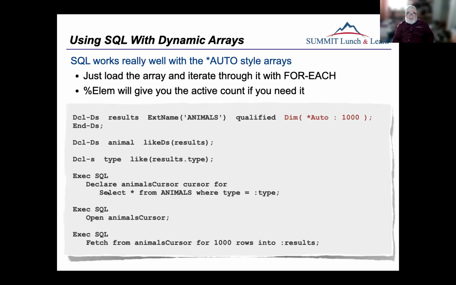So I've got an exec SQL here to get a cursor. I open the cursor, I fetch for 1000 rows. That's just bigger than any number I'm ever going to get. You'll see what I've actually done is use the same value as the sanity check level up here. But I've got results, ext name animals, so it's using an externally described file name, qualified, dim, auto. Okay, so that's the basic setup.